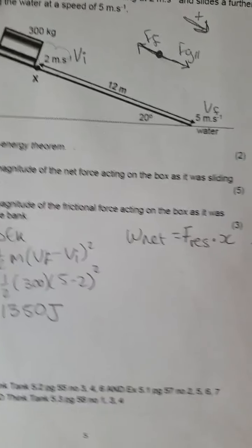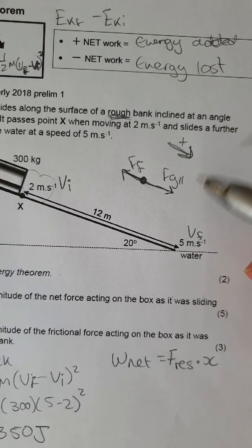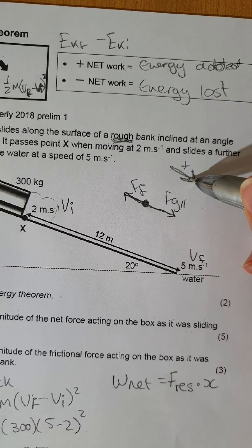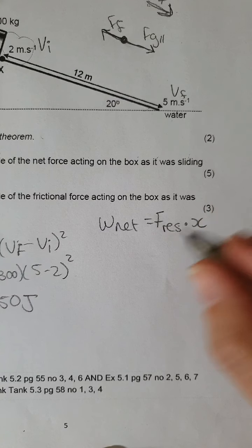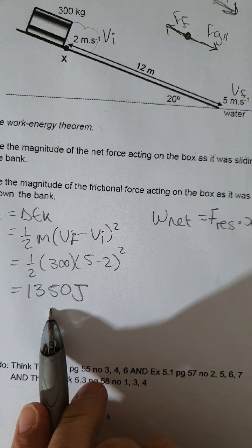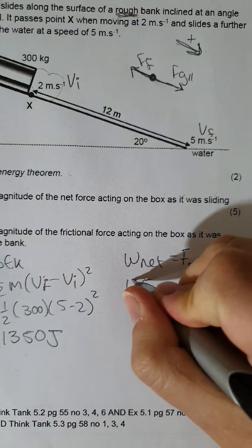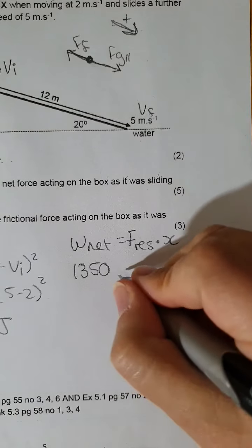Okay, so now what I know about that is that work net is equal to the resultant force times x. Now again, I can put cos 0 over here. You don't have to, because we know that the resultant force is positive. Yeah, that's right. The resultant force must be positive because it's moving down, and the direction is down, so that's fine. Also, because we are not losing any energy, so it's positive, we know that it's adding to it. And it is because it's getting faster. It went from 2 to 5.